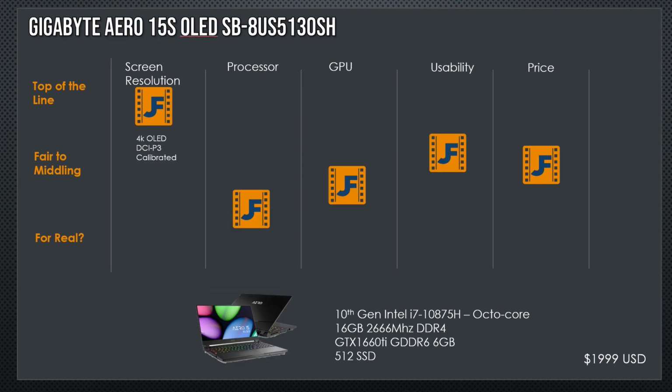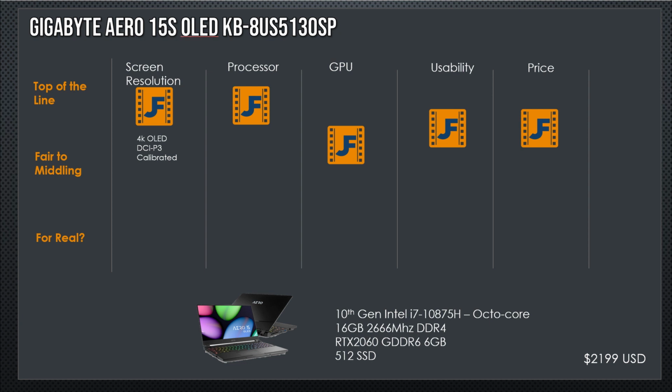We now resume the regularly scheduled Gigabyte show. This one, of course, being the Gigabyte Aero 15S OLED KB-8US513OSP. And honestly, you can get these Gigabytes any way you want them. You've got an 8-core processor, 16 gigabytes of RAM, an RTX 2060 with 6 gigabytes of VRAM, and a 512 SSD. This would be a great choice. The $2,000 options are probably great choices as well. But the Gigabyte show's ruined.